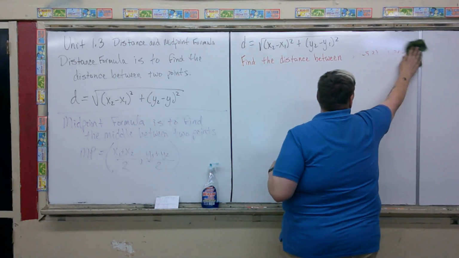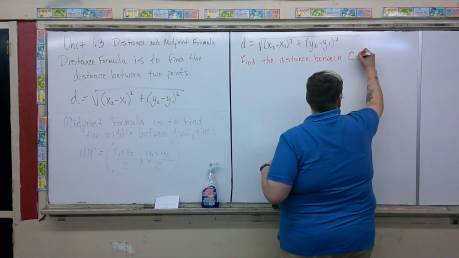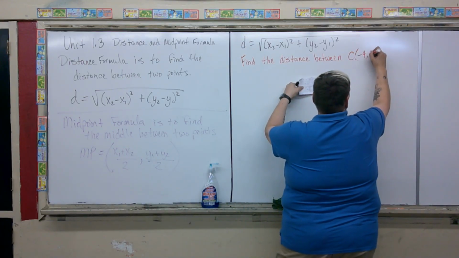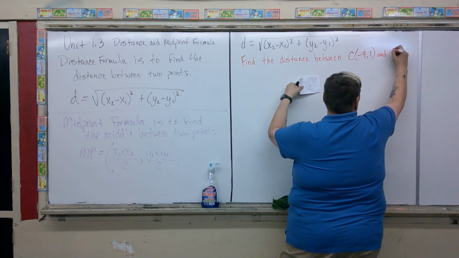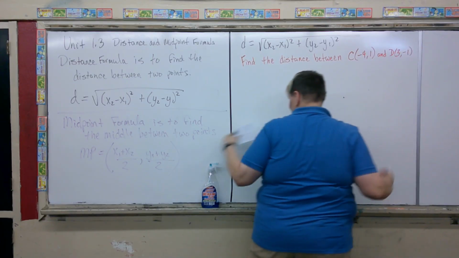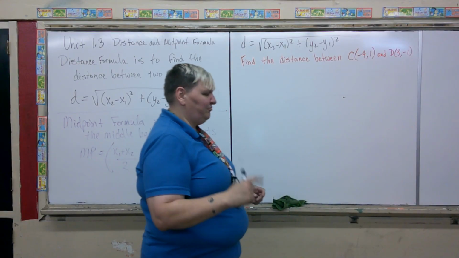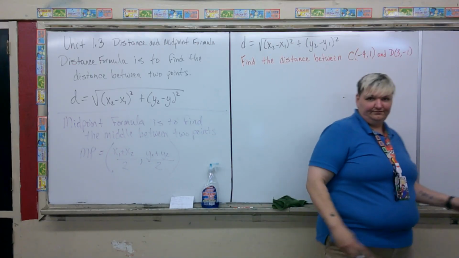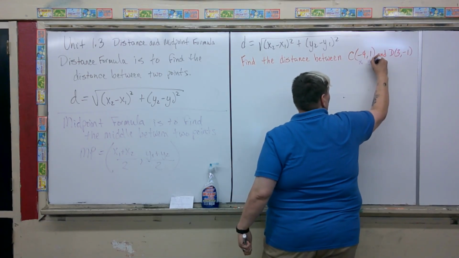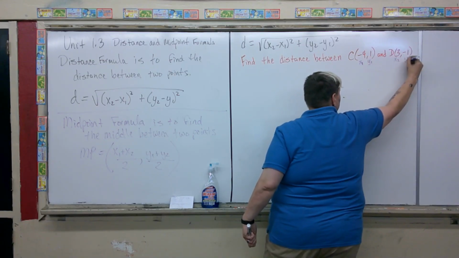Alright, this time we're going to do the distance between C, which is -4, 1, and D, which is 3, -1. Let's see what we end up with this time. Remember, step 1, label. This is my first X, my first Y. My second X, my second Y.